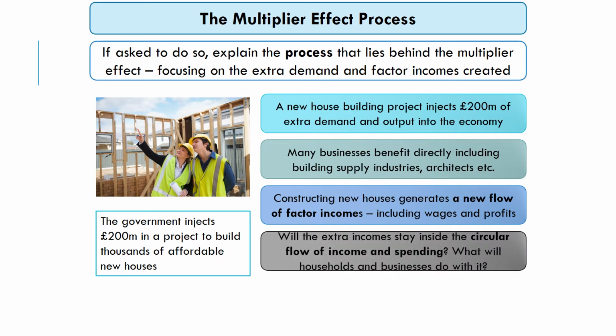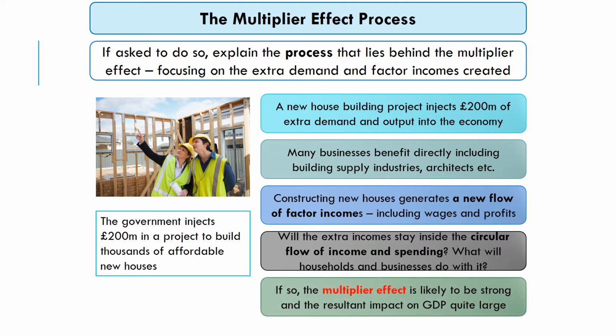Now, the extra income that those households have earned, the big question is, will that stay inside the circular flow of income, or will it actually be saved or paid out in tax or paid on imports? What will households and businesses do with it? That's the key question. If it does stay inside the circular flow of income and they spend a lot, they have a high propensity or high rate of consumption, then the multiplier effect is likely to be quite strong and the impact on GDP quite large.